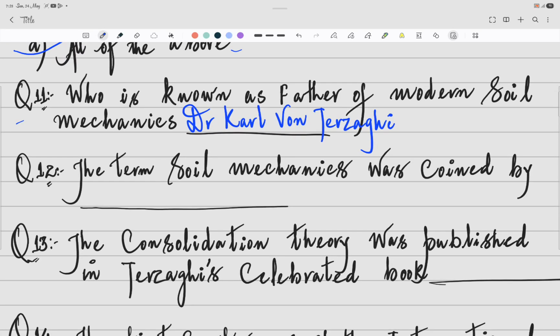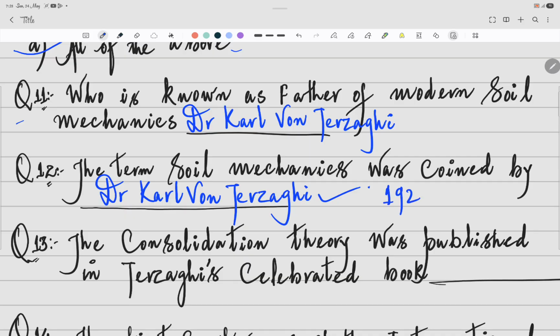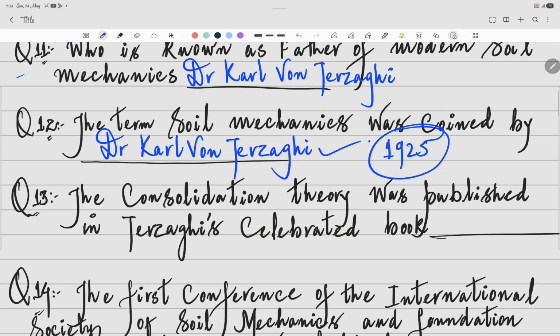The term soil mechanics was coined by the same person, Dr. Carl von Terzaghi. This term was coined by Dr. Carl Terzaghi in the year 1925 when his book Erdbaumechanik was published. I think this is the next question.